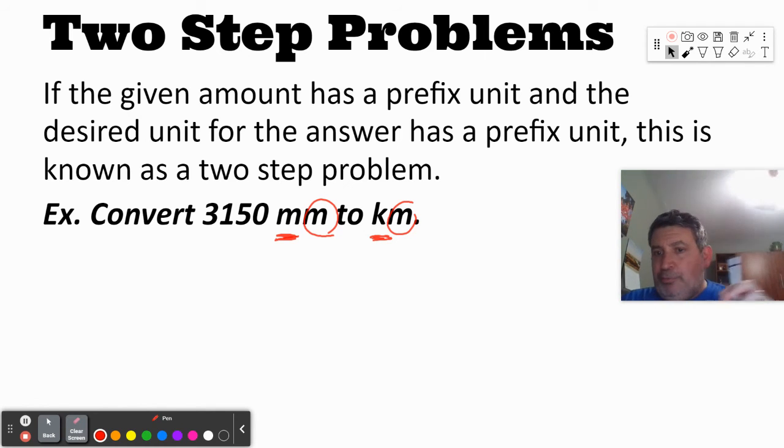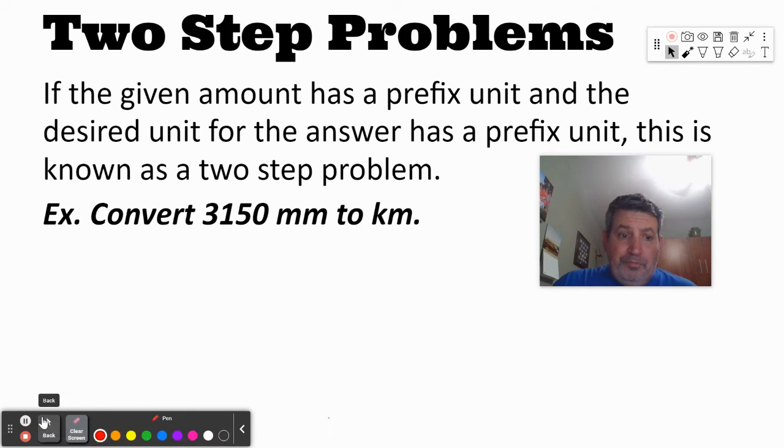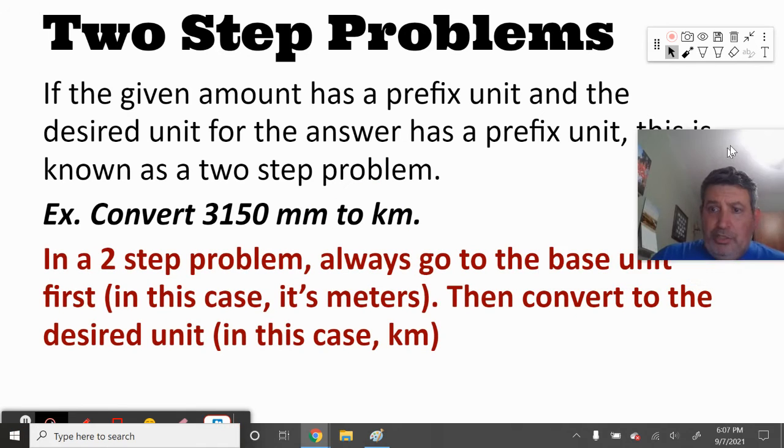So there's a couple ways of looking at it. If the base unit is not involved, it's 2 steps, okay? Or if both of them have a prefix, which means the base unit is not involved, it's 2 steps, okay? So 2-step problems in the metric system, that's as much as you'll see in the metric system as a 2-stepper. And so let's look at this portion here.